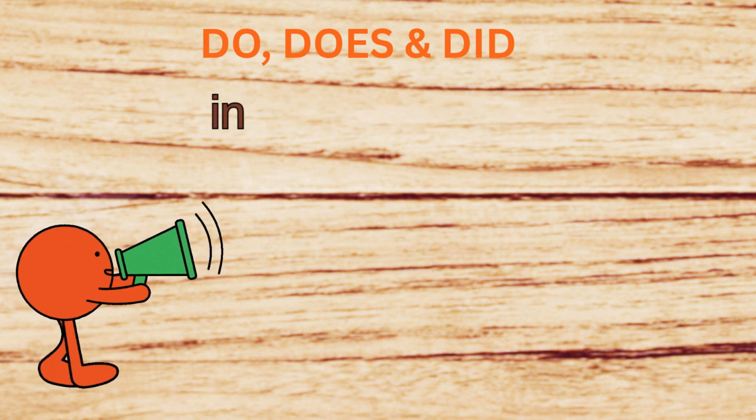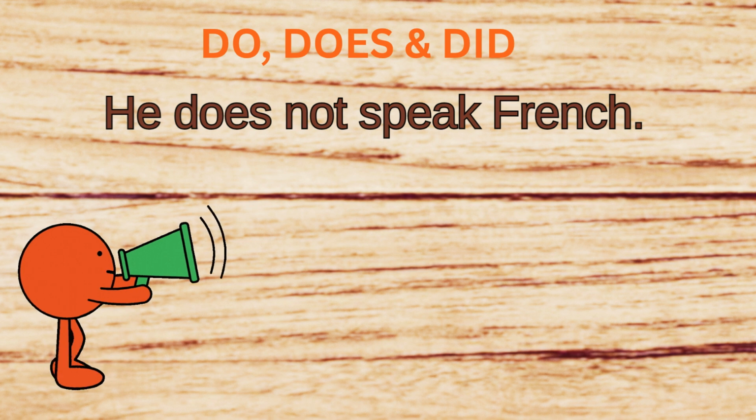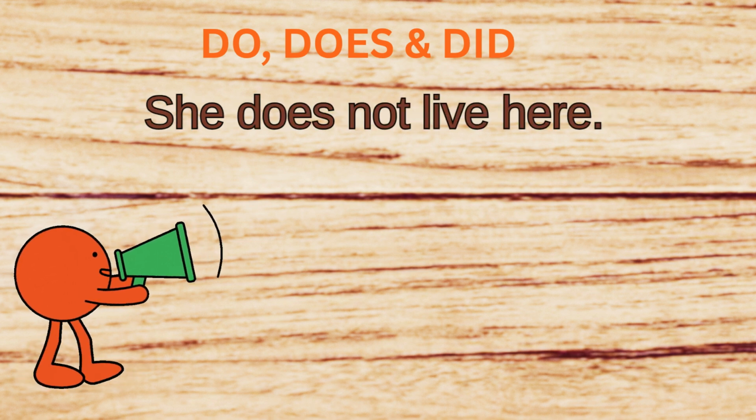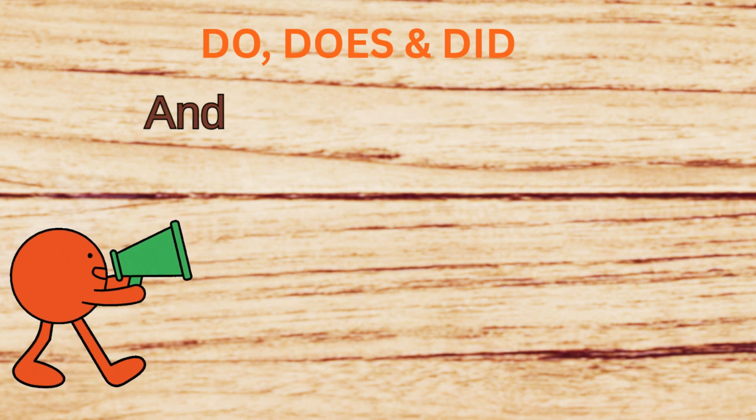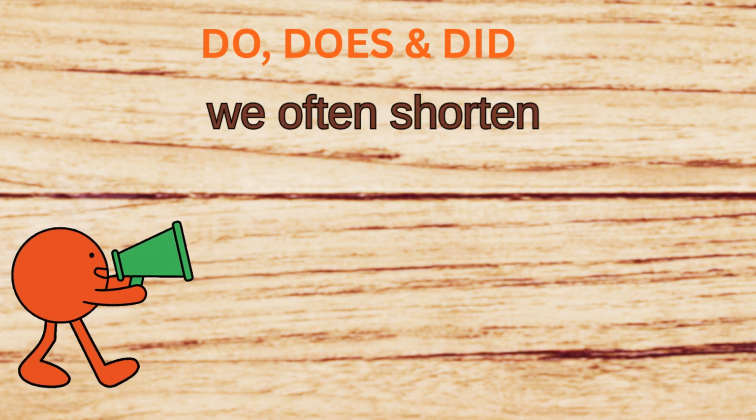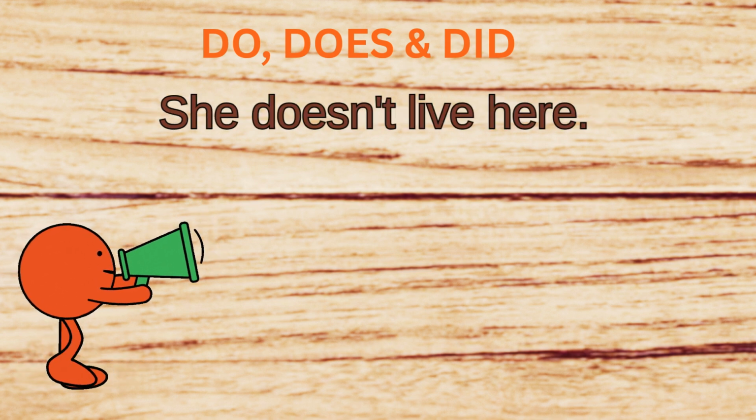This same rule works in negatives too. He does not speak French. She does not live here. It does not matter. And in spoken English, we often shorten does not to doesn't. He doesn't speak French. She doesn't live here. It doesn't matter.